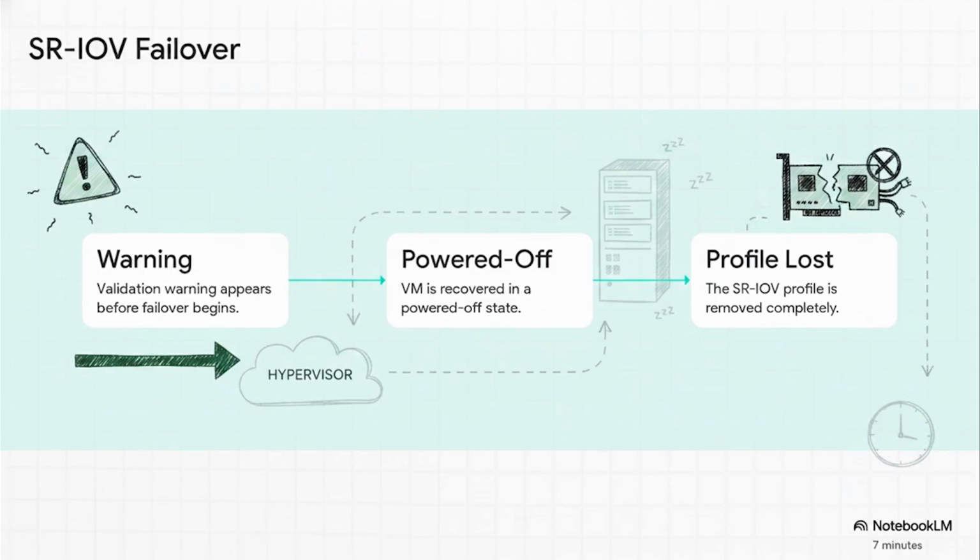Okay, let's talk about single root input-output virtualization, better known as SR-IOV. This tech is awesome because it lets a VM interface directly with the physical network card, totally bypassing the hypervisor. But when failing over an SR-IOV VM, here is the exact sequence of events.